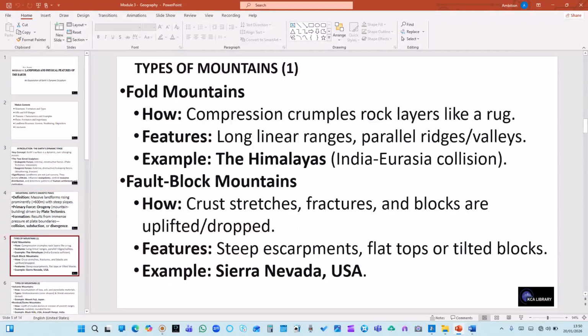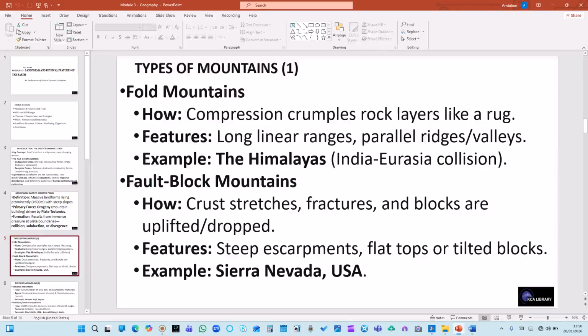Now let us look at types of mountains. One, we have fold mountains. How do they form? They are formed by compression of multiple rock layers. The feature is that fold mountains are usually long linear ranges with parallel ridges and valleys. Example is the Himalayas, formed by the Indian-Eurasian collision. So a very good example of fold mountains is the Himalayas.